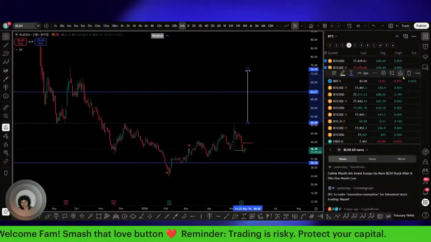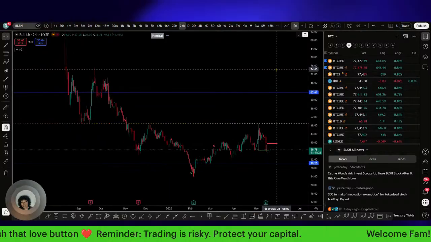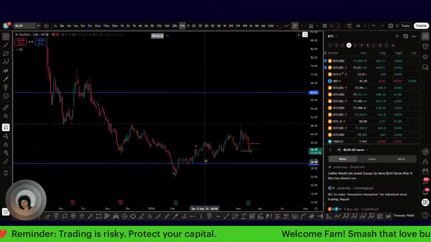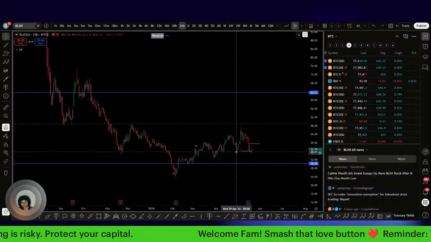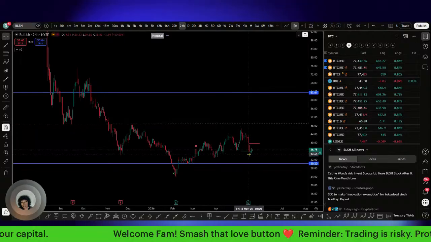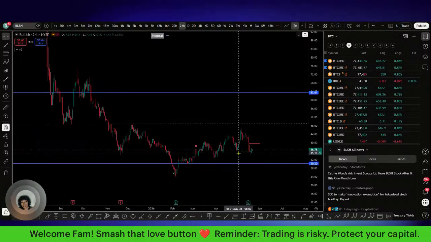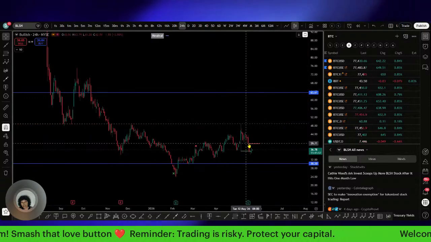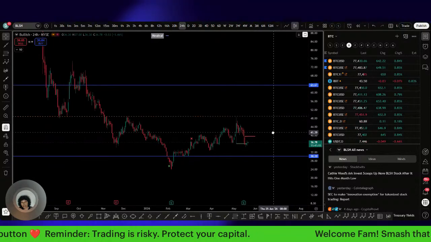Not that I think that's about to happen. I'm just, it is putting in some higher lows. It broke right there. So, yikes. Let's see. Possible rejection.